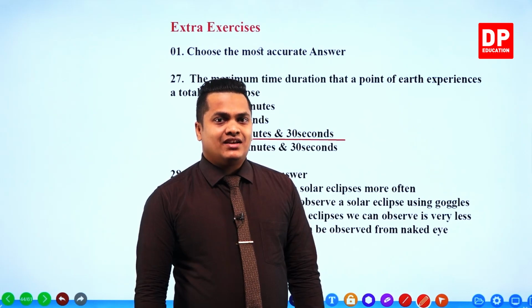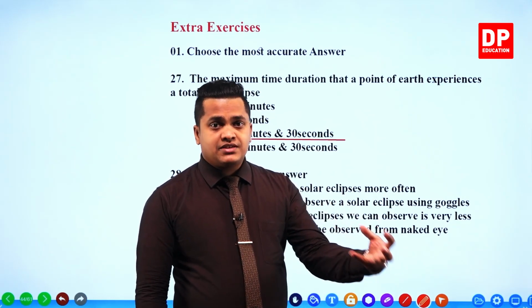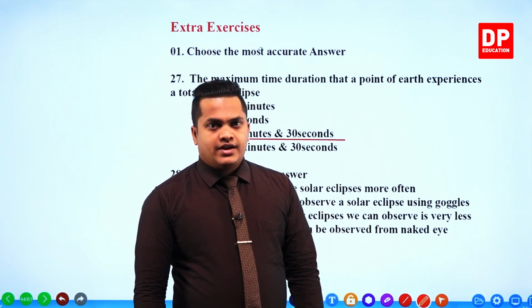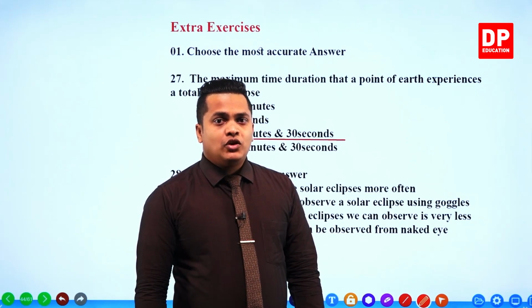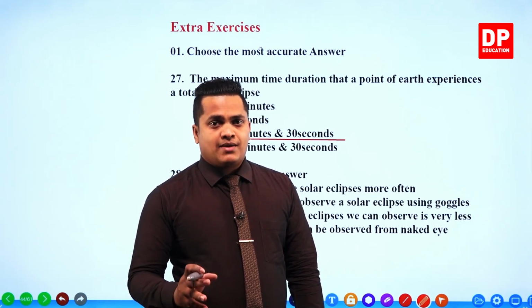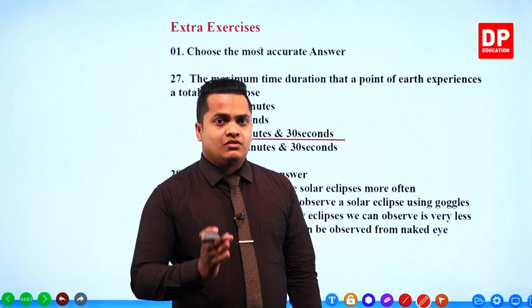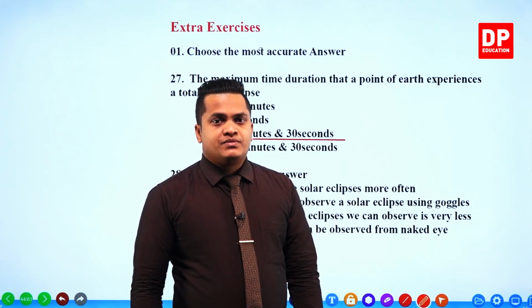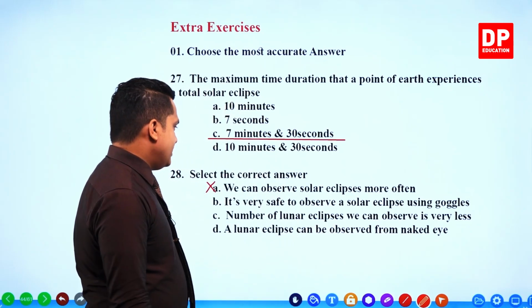We discussed this under the eclipses, right? Solar eclipses are not that often, but lunar eclipses are more often. The number of solar eclipses that we can observe is very much less than the number of lunar eclipses. There are plenty of lunar eclipses which are going to occur and which are also observable. So the observable lunar eclipse count is way greater than the solar eclipses. So it is incorrect. Next one.